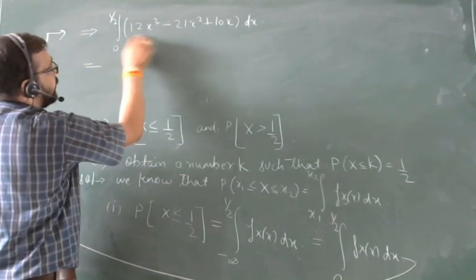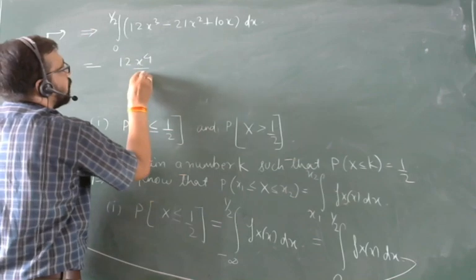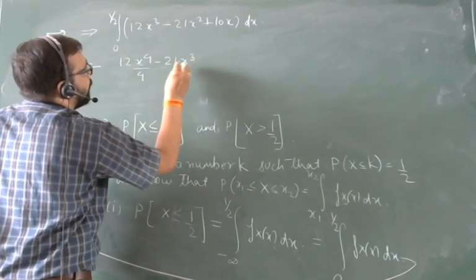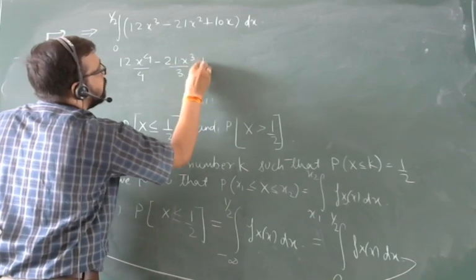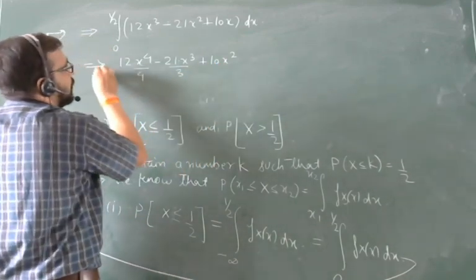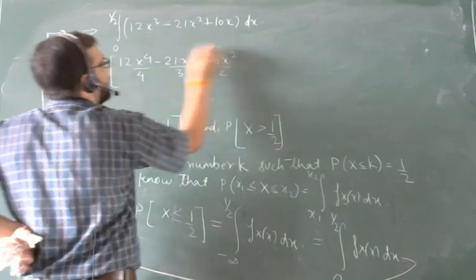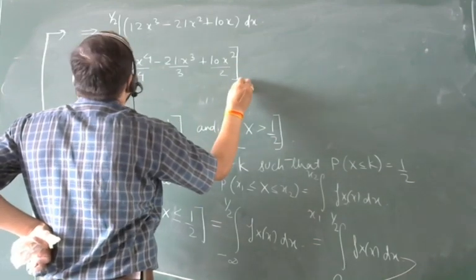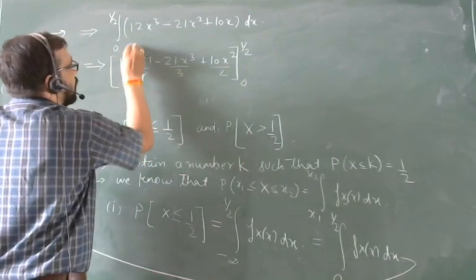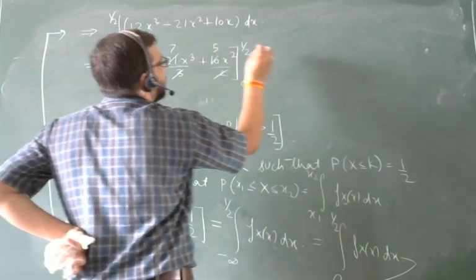After integrating we get 12 x to the power 4 upon 4 minus 21 x cubed upon 3 plus 10 x squared upon 2, with the limit 0 to 1 by 2. This will cancel out to 7 and this will be 5.